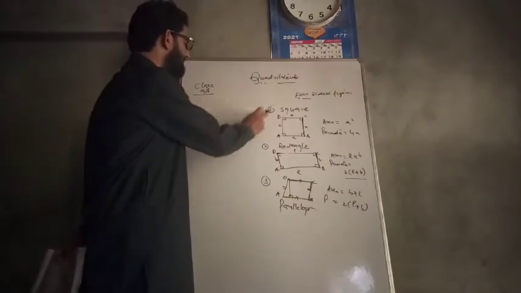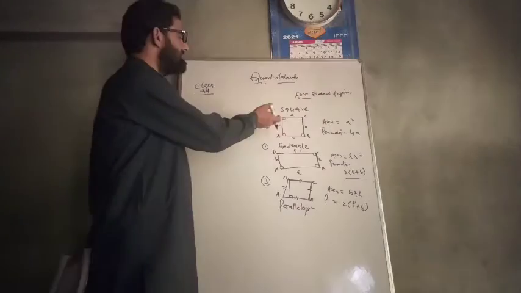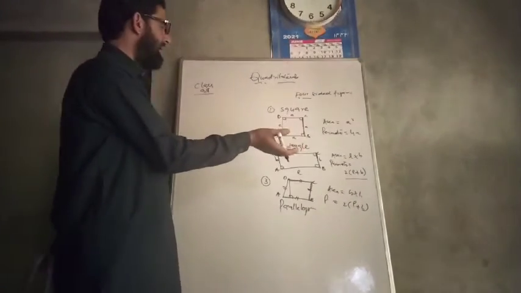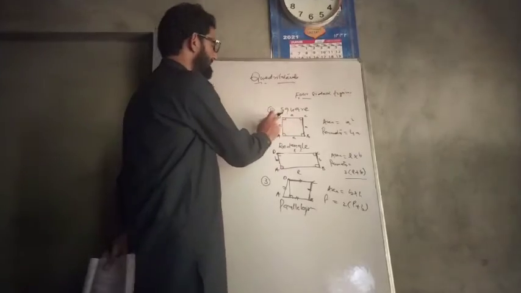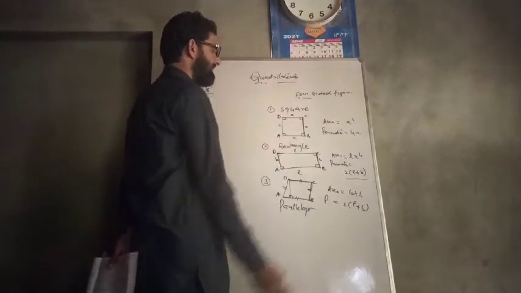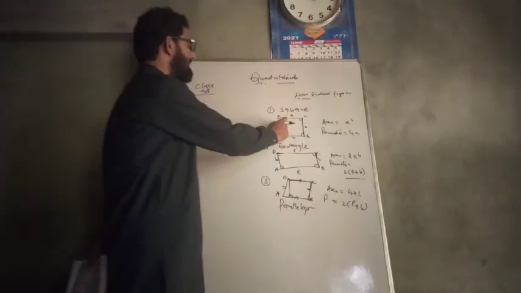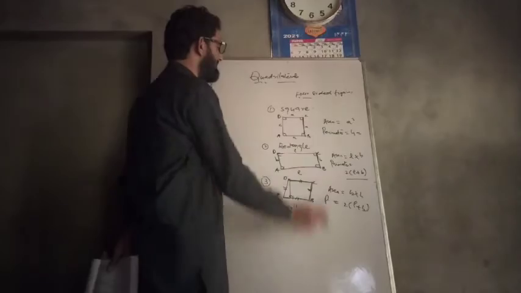But for this, a square is a four-sided figure in which all sides are equal and all angles are equal, at 90 degrees. Its diagonals are equal and adjacent angles are supplementary. Opposite angles are also equal. These are the properties of a square.